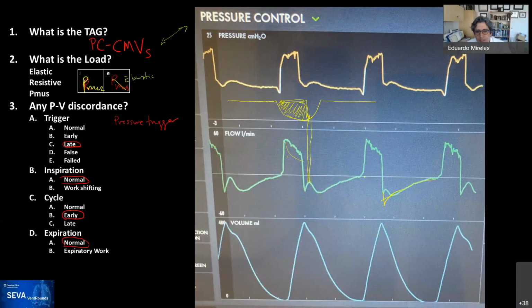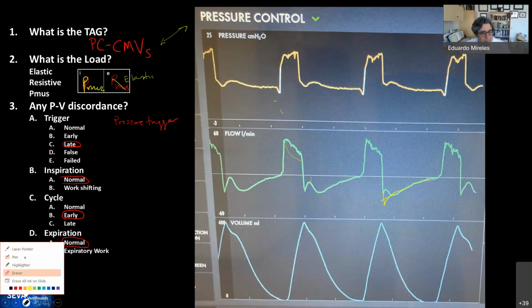So I do think that there's some degree of lateness. It's not terrible. I mean, it pressurizes afterwards, but I think that this is a ventilator setting issue that we did ourselves as we were setting this ventilator on. The next item that I would point out. So you said inspiration is normal. It does look normal. I mean, there's a little bit of work shifting, but that is totally normal. I would not change anything.